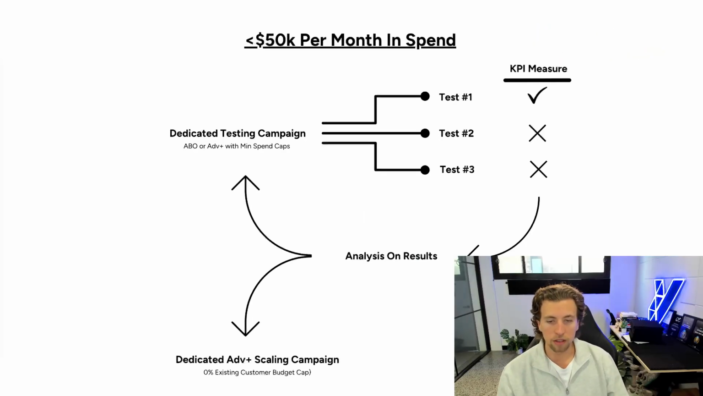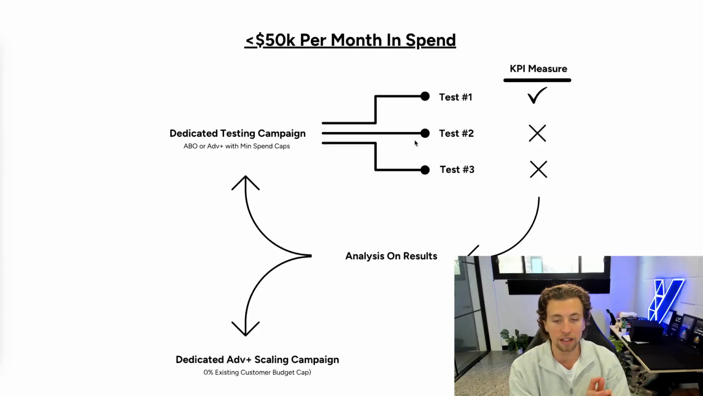Now, what does sub 50 look like? Well, you should have a dedicated testing campaign. Now, this is either going to be an ABO or an Advantage Plus with minimum spend caps. It doesn't matter if your account right now is Advantage Plus only, run this as Advantage Plus, but put minimum spend caps at the ad set level. If you can still run an ABO, run this as an ABO. Then down at the ad set level, that is where you start to bundle in your tests. This is 3 to 5 different creative that sits under an ad set that is being tested generally around one particular concept. And we'll explain what concepts actually mean in a moment.